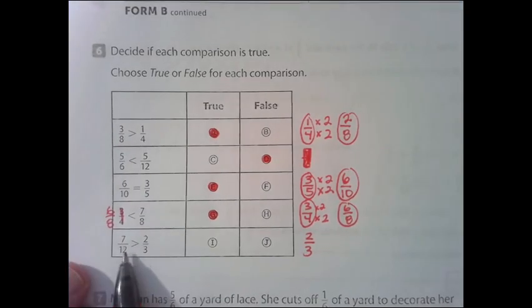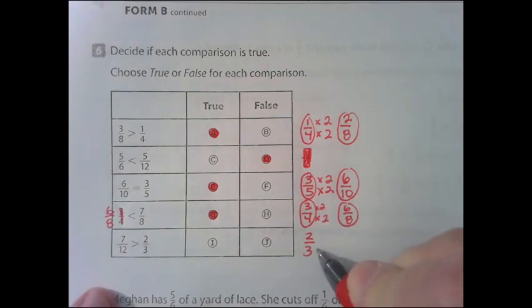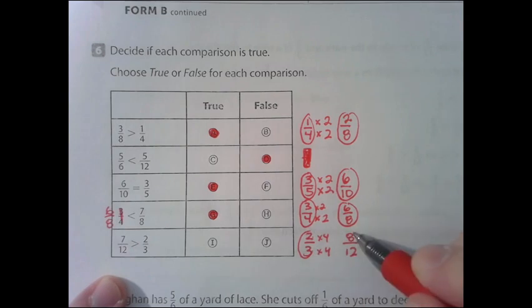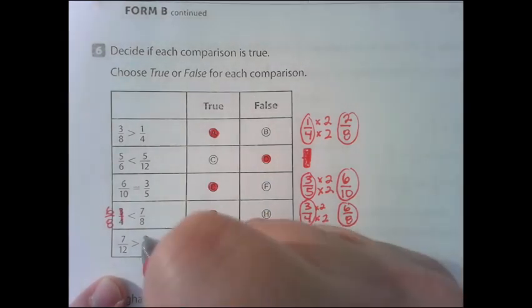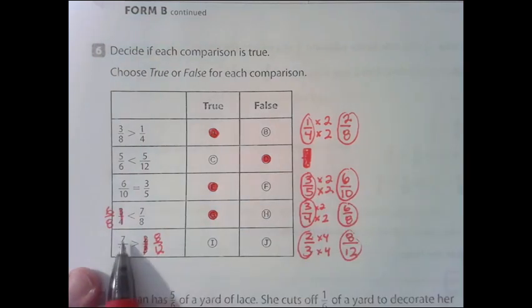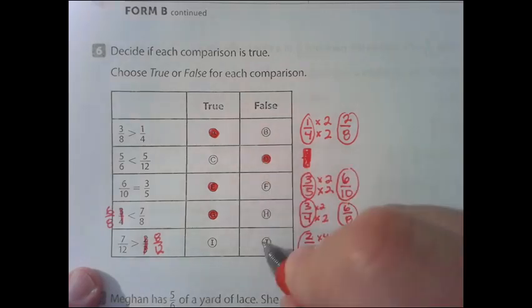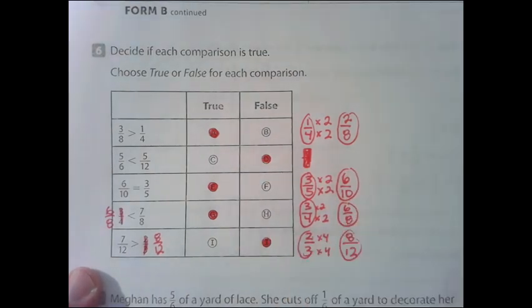All right, last one. 7/12 is greater than 2/3. Again, let's find out. I'm going to use a common denominator: 3 times 4 is 12, and 2 times 4 is 8. So 2/3 is equivalent to 8/12. I can cross this out and call it 8/12. Is 7/12 greater than 8/12? Well, that is false. So there you have it.